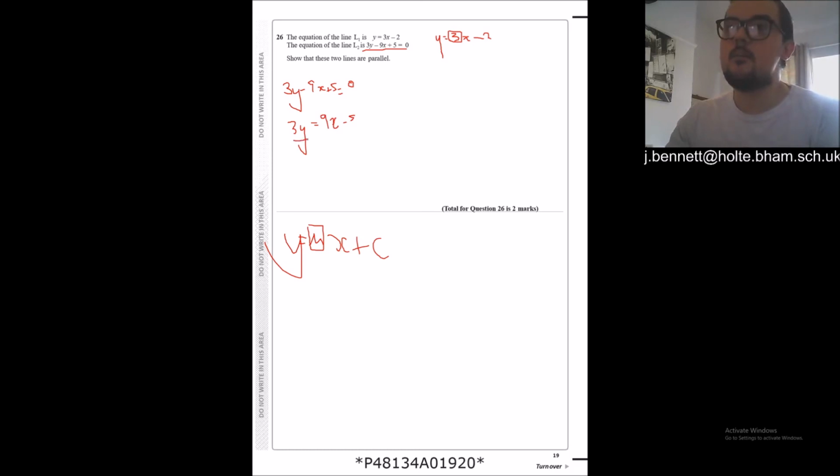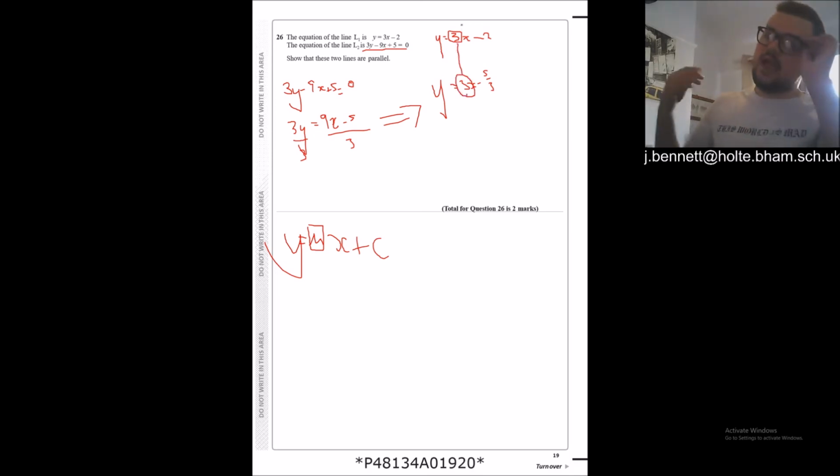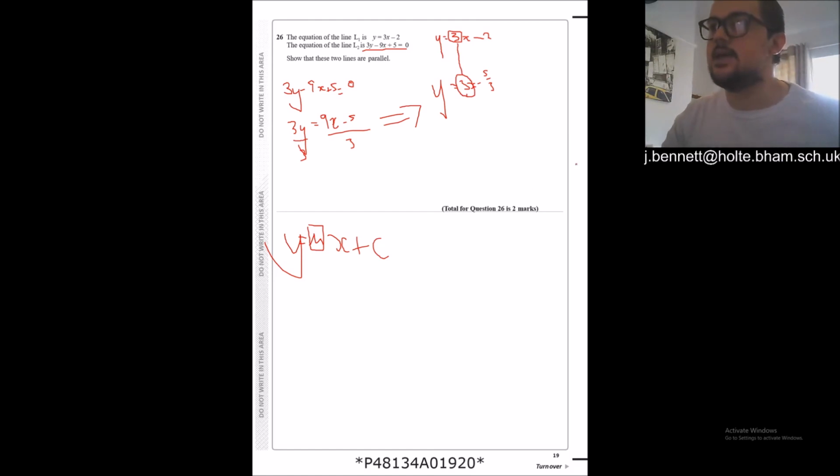If we divide our y by 3, because we want to get it in the form of y equals, we divide this by 3 as well. 3y divided by 3 is y. 9x divided by 3 is going to be 3x, minus 5 over 3. See, we have our x values as the same.